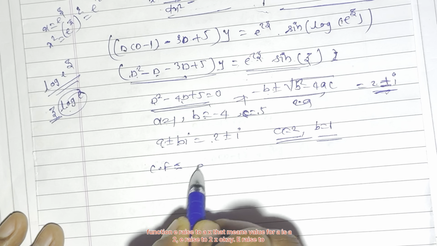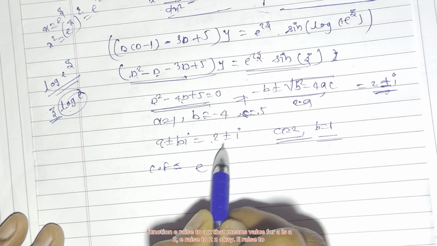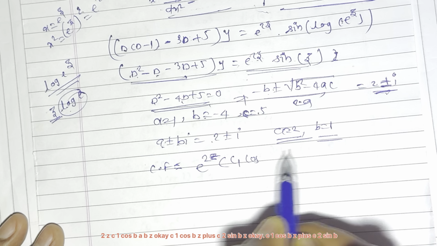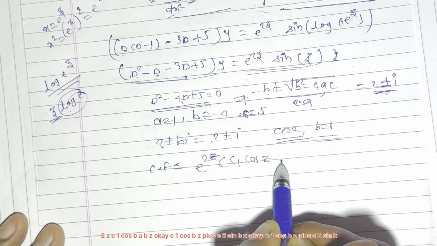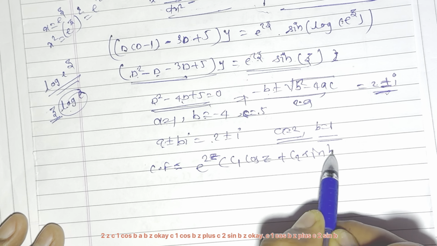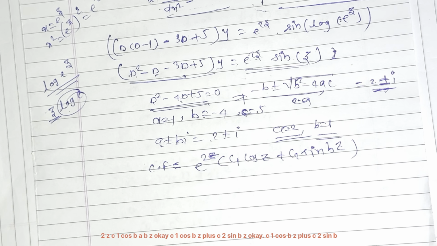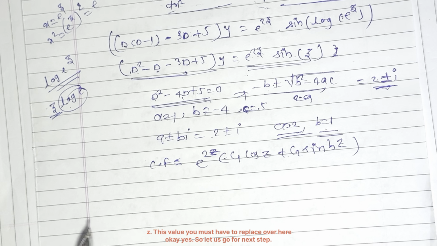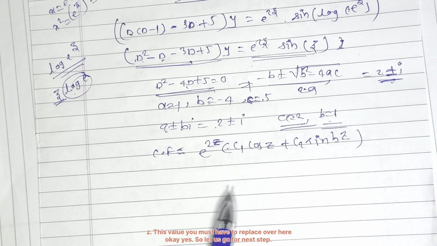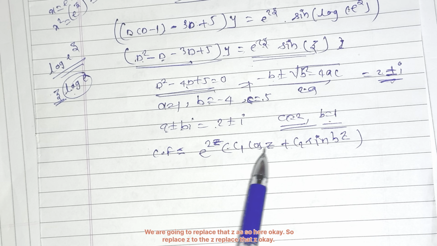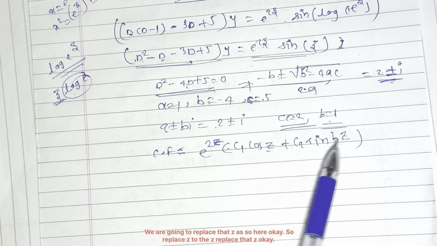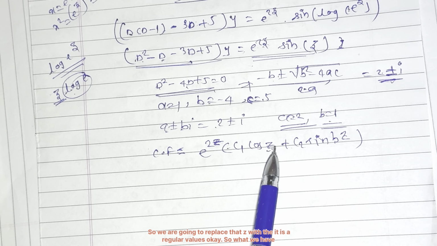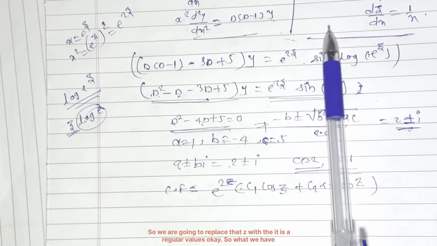So the complementary function is e raised to az, that means the value for a is 2, e raised to 2z, into c1 cos bz plus c2 sin bz. This value you must replace over here. Yes, so let's go for the next step. We are going to replace that z also here with its regular values.